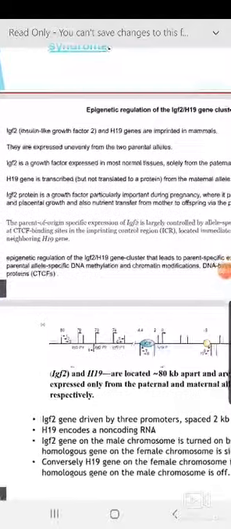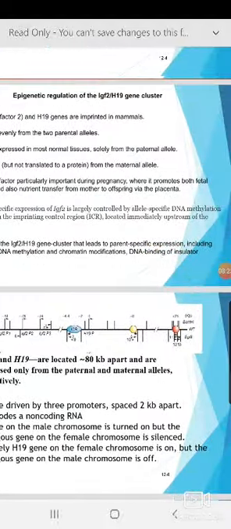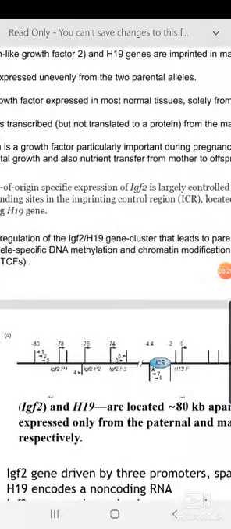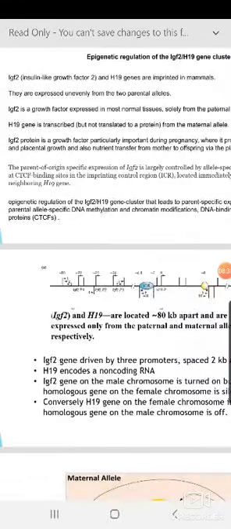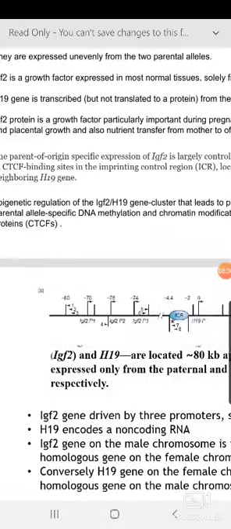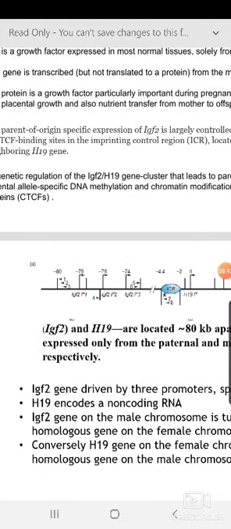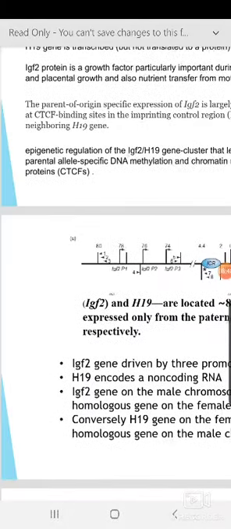IGF2 protein is a growth factor particularly important during pregnancy, where it promotes both fetal and placental growth and also nutrient transfer from mother to offspring via the placenta. So you can have an idea of how important it is. The parent-of-origin-specific expression of IGF2, this IGF2 imprinting, is largely controlled by allele-specific DNA methylation at the CTCF binding site in the imprinting control region.